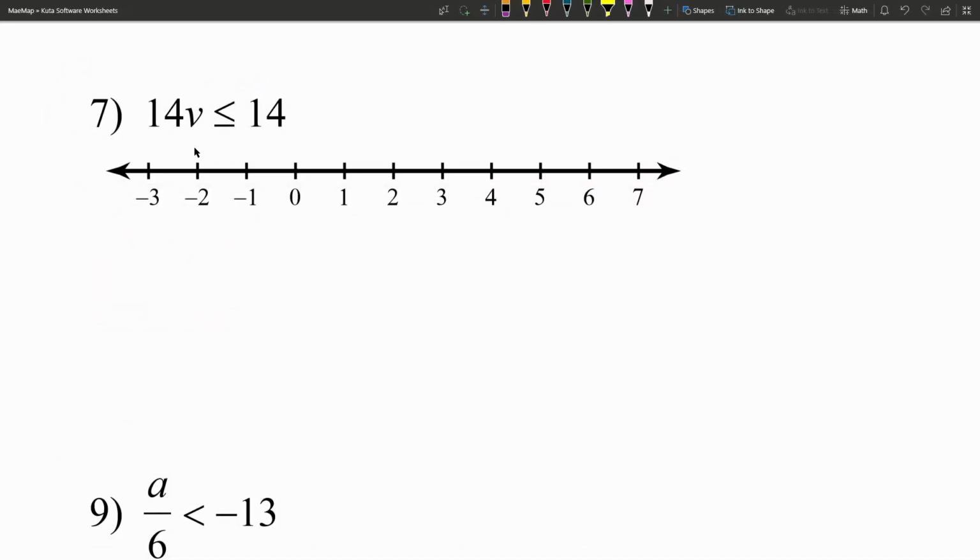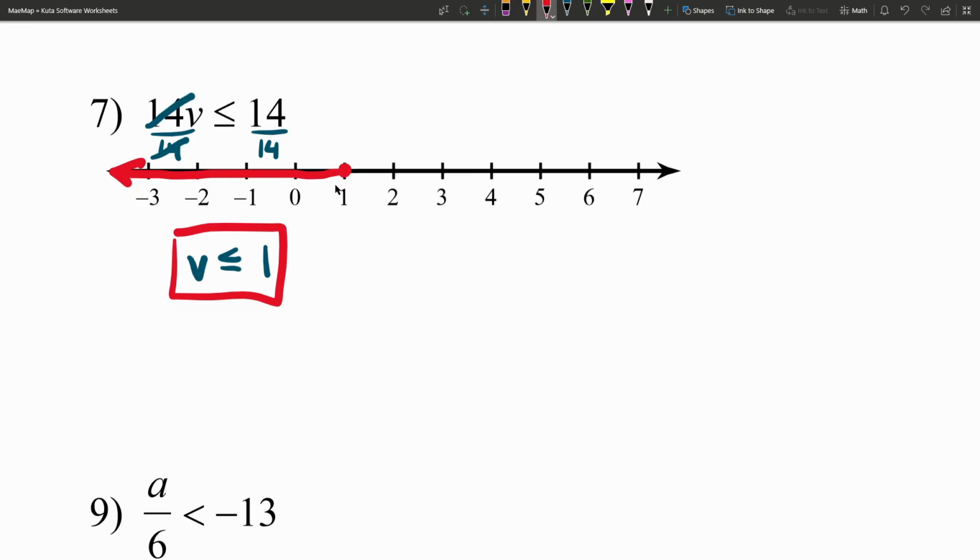For number 7, we have 14 times v is less than or equal to 14. We're going to start by dividing both sides by 14. Dividing by 14 will leave me with v on my left-hand side of my inequality. I divided by a positive, so I don't need to switch the inequality up, and 14 divided by 14 is 1. So my solution for number 7 is that v is less than or equal to 1, meaning that v can be 1, so I'm going to circle and fill that circle in, and it's also any of the values less than 1. There we have it. V is less than or equal to 1.